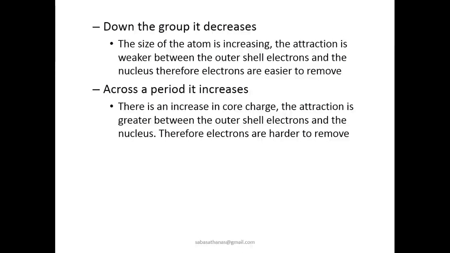Haya maswali muhimu sana, lazima ujue why it increases. Usiseme tu across the period it increases. Why? Lazima ujue kwa nini inaongezeka na kwa nini inapungua.